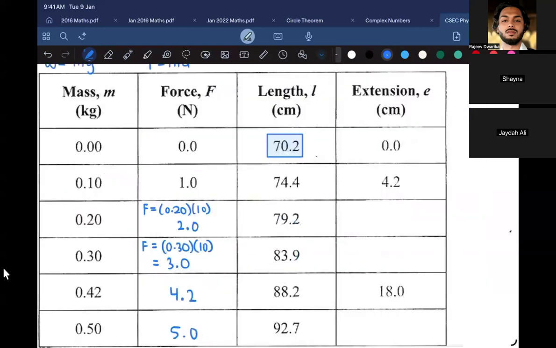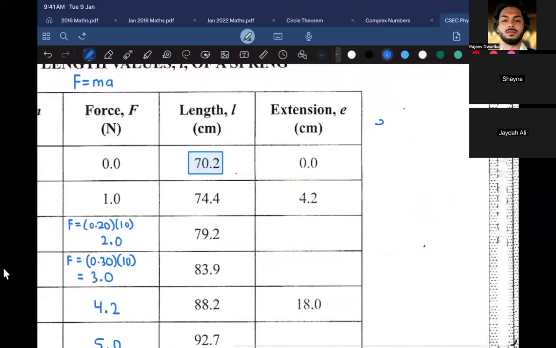Now we need to figure out the extension. Remember, I told you that if you want to find extension E, that would be the original length, LO, minus the new length, which is just L. Tell me if you understand that.